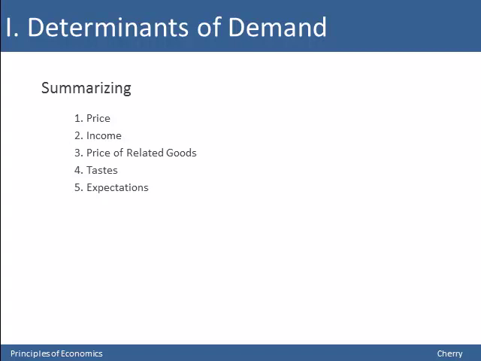Income, that has a differential relationship with demand depending on the type of good, right? Whether it's a normal good or an inferior good. And then price of related goods, the relationship that has depends on whether it's a price of a complement or a price of a substitute. And then taste and expectations, final 2 determinants.